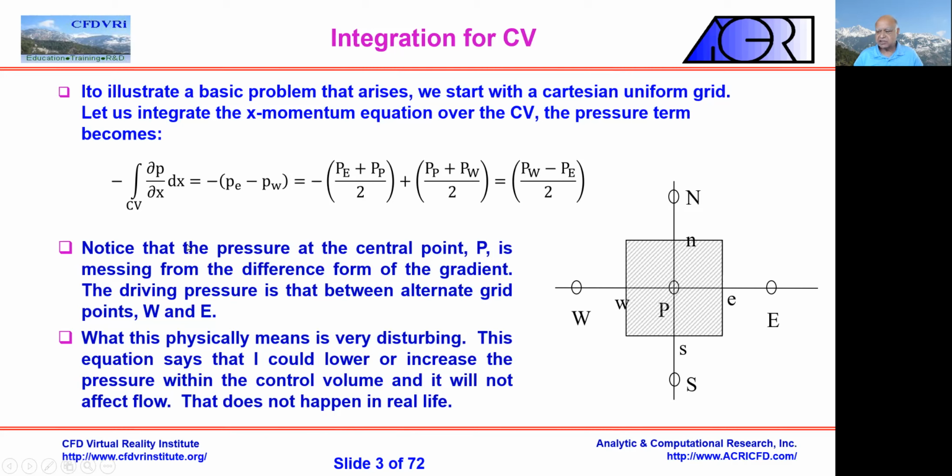So the interesting thing to notice is that the pressure at the center point, P, this point, is missing from this value, right? So when I do the gradient, when I do the integral over this control volume, this pressure is missing. Only this and this pressure, right? Okay. This is physically very disturbing, right?